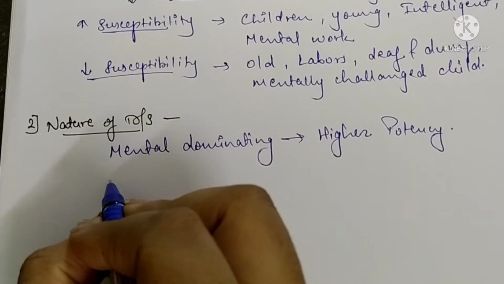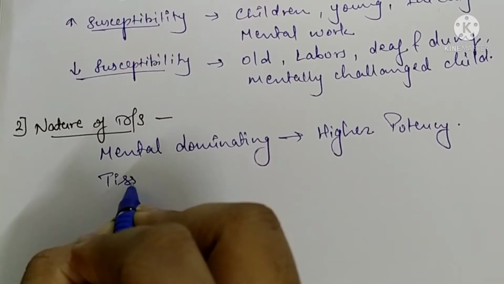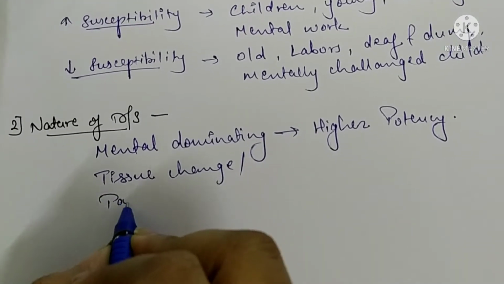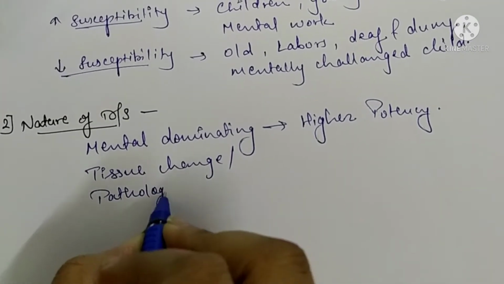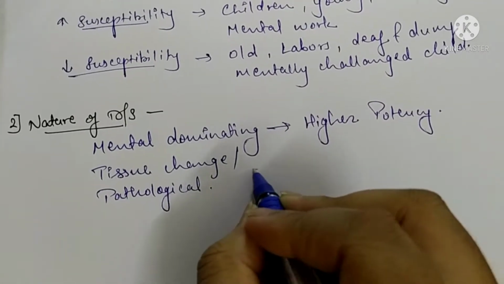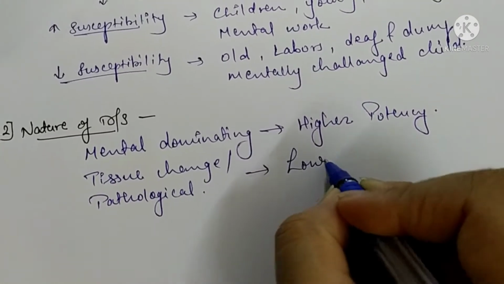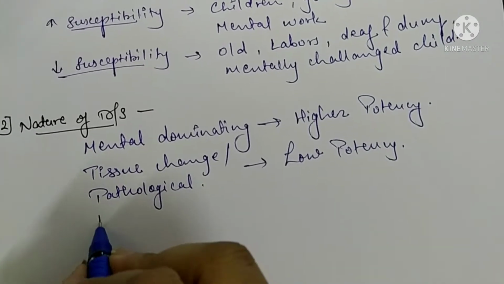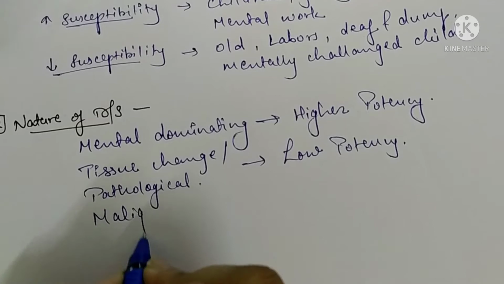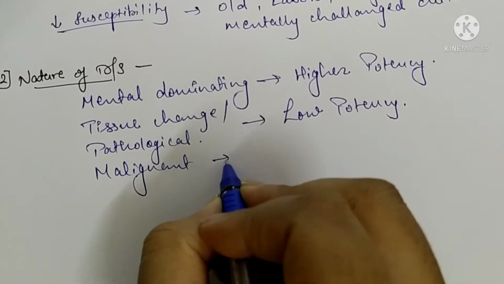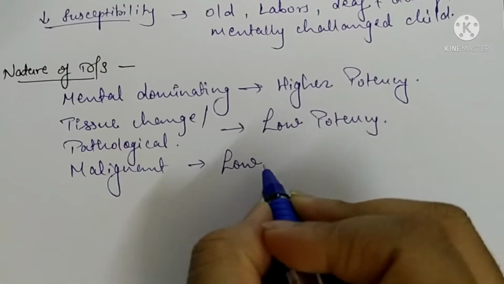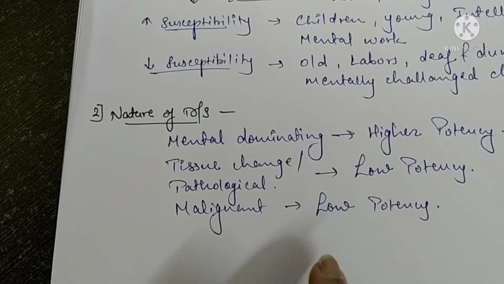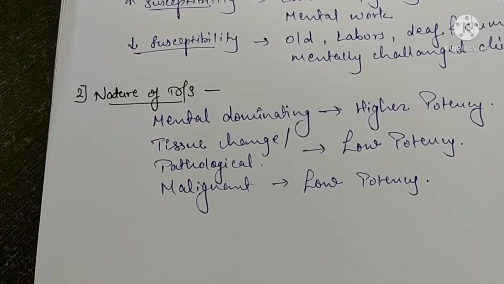Then if there are tissue changes or any pathological change, or organ damage, then you will give a lower potency. In malignant cases or in a cancerous condition, there is low susceptibility, so you will give the lowest potency. So these are the natures of diseases.